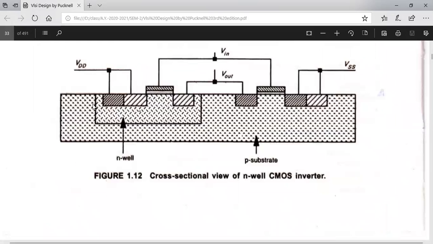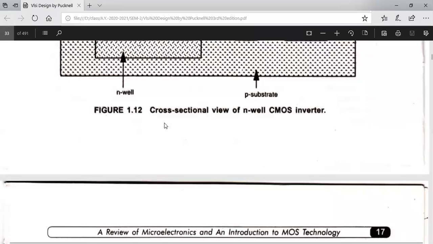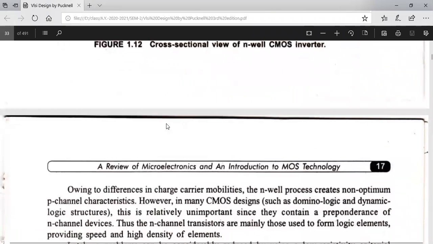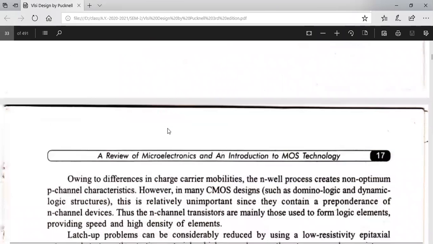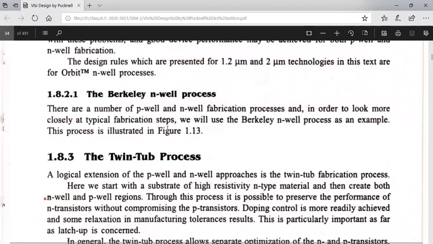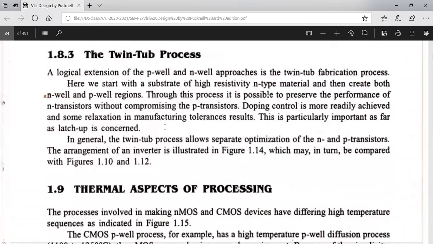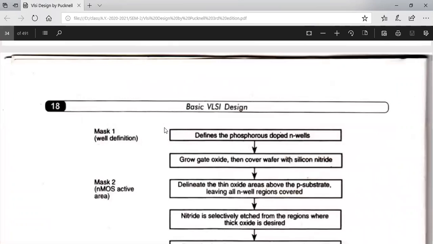In the N-well process, on the leftmost you are observing a well. That is the N-well where the PMOS transistor is formed. So we have the P-well process and the N-well process. Not only that, when we are willing to form more transistors in less area, it is better to go with the twin tub process, where we can have both the tubs, that is N-well and P-well, right?